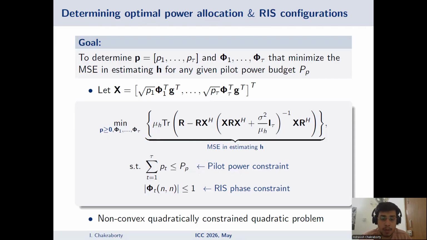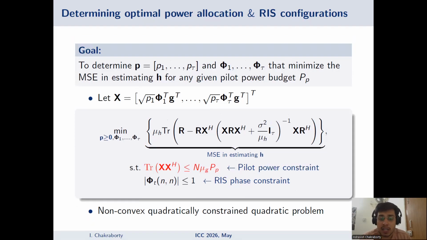To solve this problem, we restate this pilot power constraint in terms of X. And this is what it looks like. Now, this problem is non-convex. This is a quadratically constrained quadratic problem. So this is NP hard. We can't solve this kind of problem in a straightforward manner. So we have to find some other ways to do it. And that's what we do.